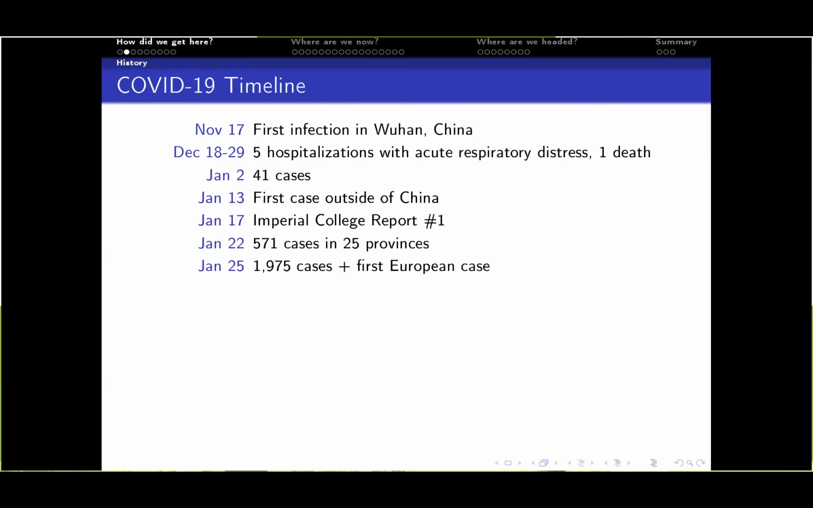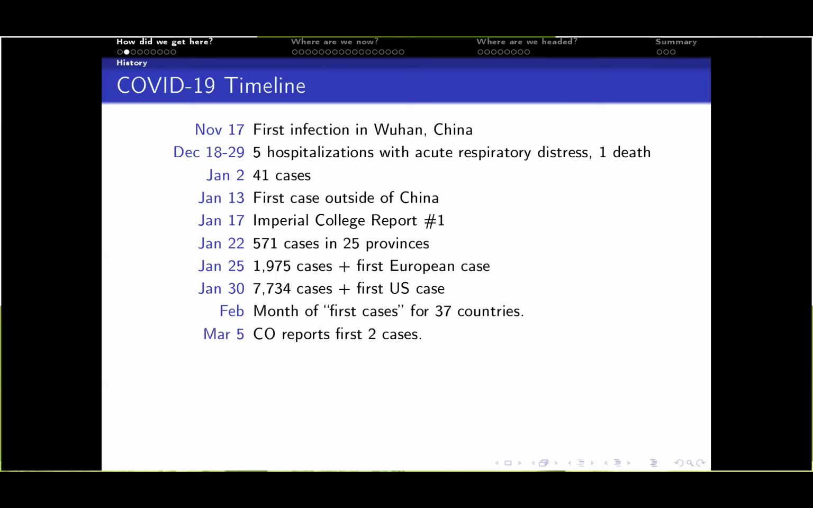There was a huge jump. Then 3 days later, first European case, 1,900 confirmed cases worldwide. Then on the 30th, it jumps. First US case is confirmed. We're up to 7,700. And if you look at the timeline for February, it's not that nothing happened. It's just that the entire month is nothing but first case in this country, first case in this country, first case in this country, indicating that this has really become worldwide and deserving of the word pandemic.